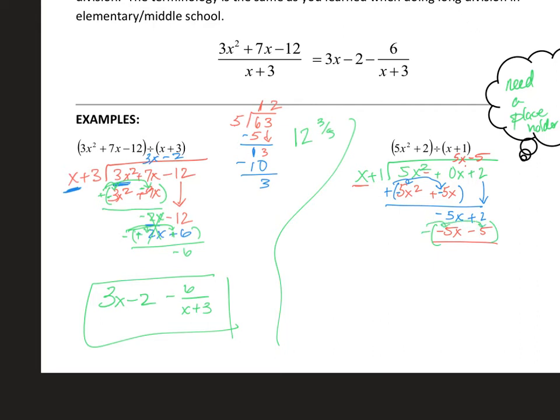Distribute that negative through, so this would be a plus and a plus. So my remainder would be 7. Okay, so my final answer would be 5x minus 5 plus 7 over what I divided by, which was x plus 1.